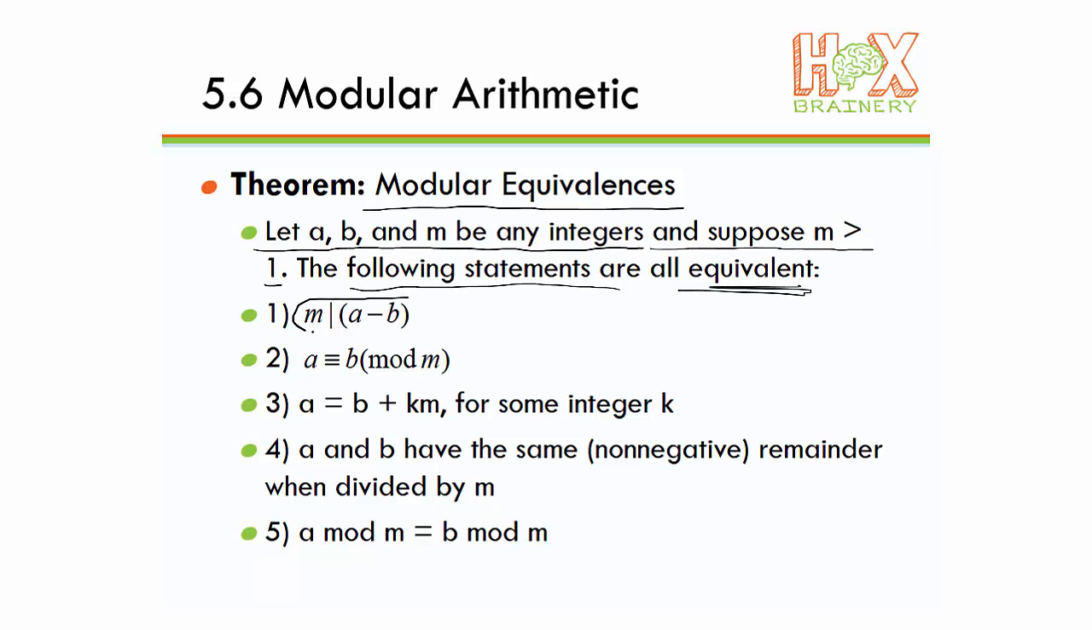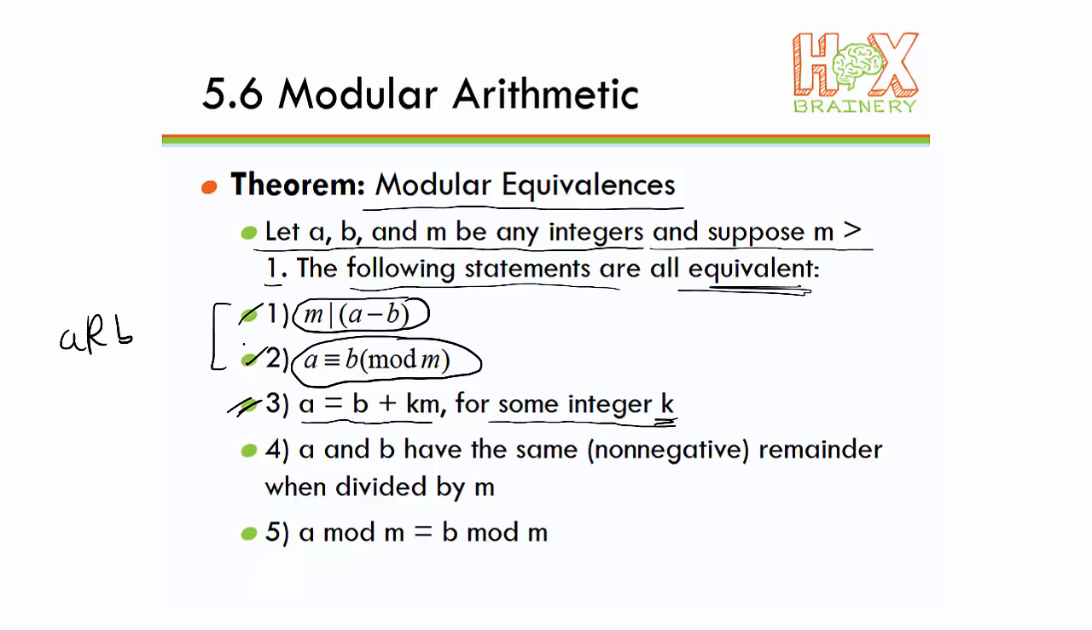So we already saw how 1 and 2 were equivalent in the previous definition. We also wrote it as a was related to b, right? So we know those are all equivalent. But 3 here is also equivalent. If we have a equals b plus k times m for some integer k, that is how we can rewrite 1 or 2. It's equivalent to 1 and 2.